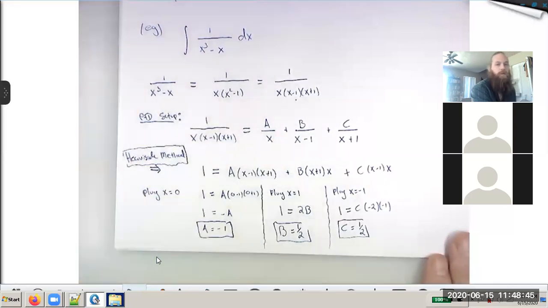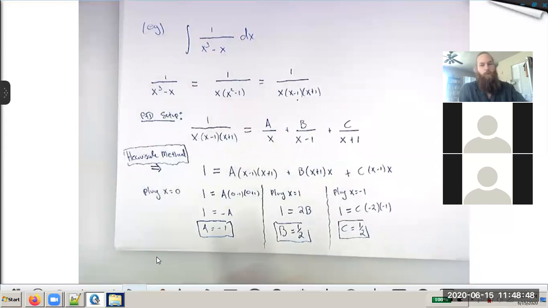MIT a few years ago released a little paper justifying exactly why this works. Really, when you're plugging in, we're actually taking a limit. The original function isn't defined for those particular values. But the simplified form after clearing all the denominators is defined there, and so it all works out nicely.